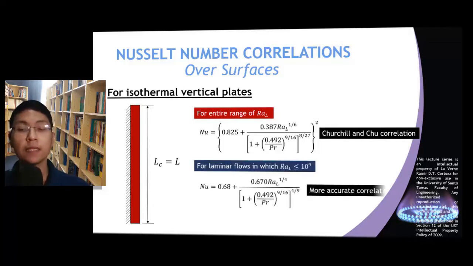However, please keep in mind that for laminar flows, in which the computed Rayleigh number is less than or equal to 10 raised to 9, a more accurate Nusselt number correlation exists. Therefore, we must use this instead for this range of the Rayleigh number.